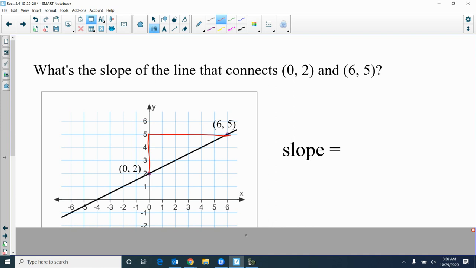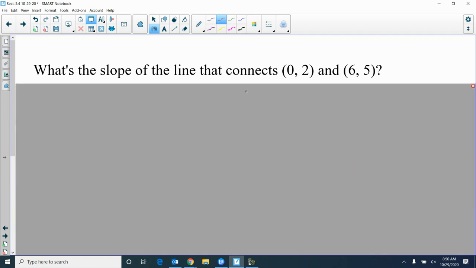Hold on, Connor, I'm taking over. Okay. It is rise over run, and so when you see it, you go up 3 and over 6, and now that does reduce to 1/2. Now, without seeing the picture, Jordan, what were you doing? I was taking the difference between 0 and 6, and then the difference between 2 and 5, and dividing the y by the x. Okay, great.